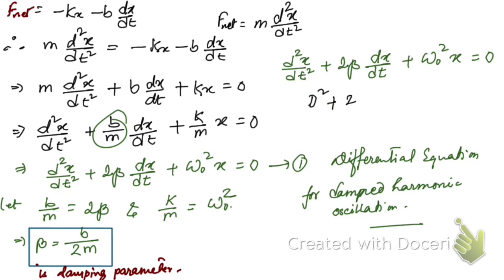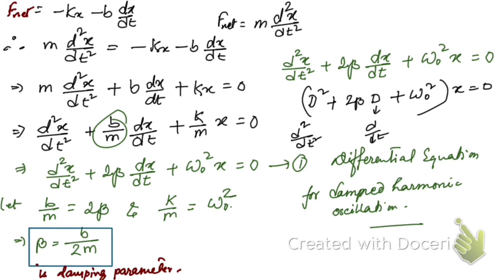Equation number 1 can be written this way: D square plus 2 beta D plus omega naught square, into x, is equal to 0. Here D square means the second order differential coefficient, and D means the first order differential coefficient. Instead of d by dt we have written capital D. Hope you have understood this. The x is taken outside. That's how we can write this equation, and from here we can write the auxiliary equation.